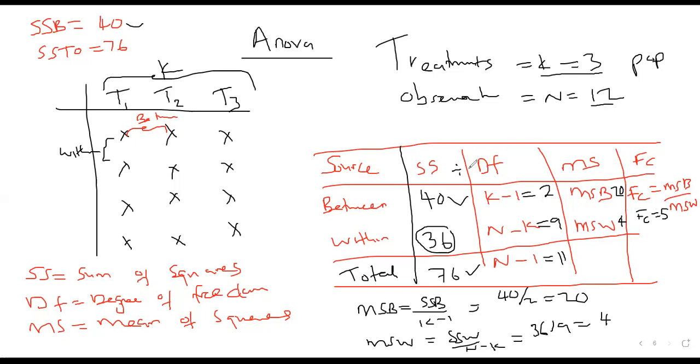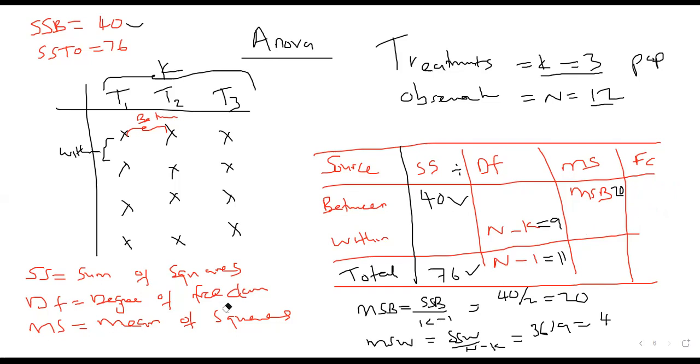Sometimes the examiner will be tricky to see whether you understand the concept. They won't give you certain values; maybe they'll rub out some here, and some there, and ask you to fill in the blanks. So F calculated here is 5.